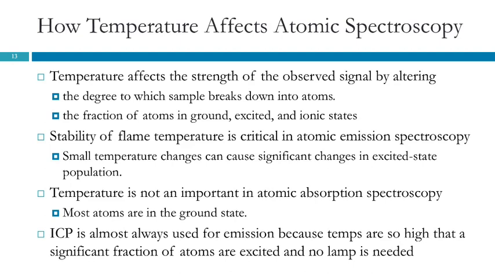In atomic absorption spectroscopy, temperature control is not as important because most of your atoms are in the ground state, and a little bit of temperature change is not going to affect that. What you're looking at is atoms in the ground state absorbing energy, electromagnetic radiation from the lamp, and so the temperature control doesn't matter so much.